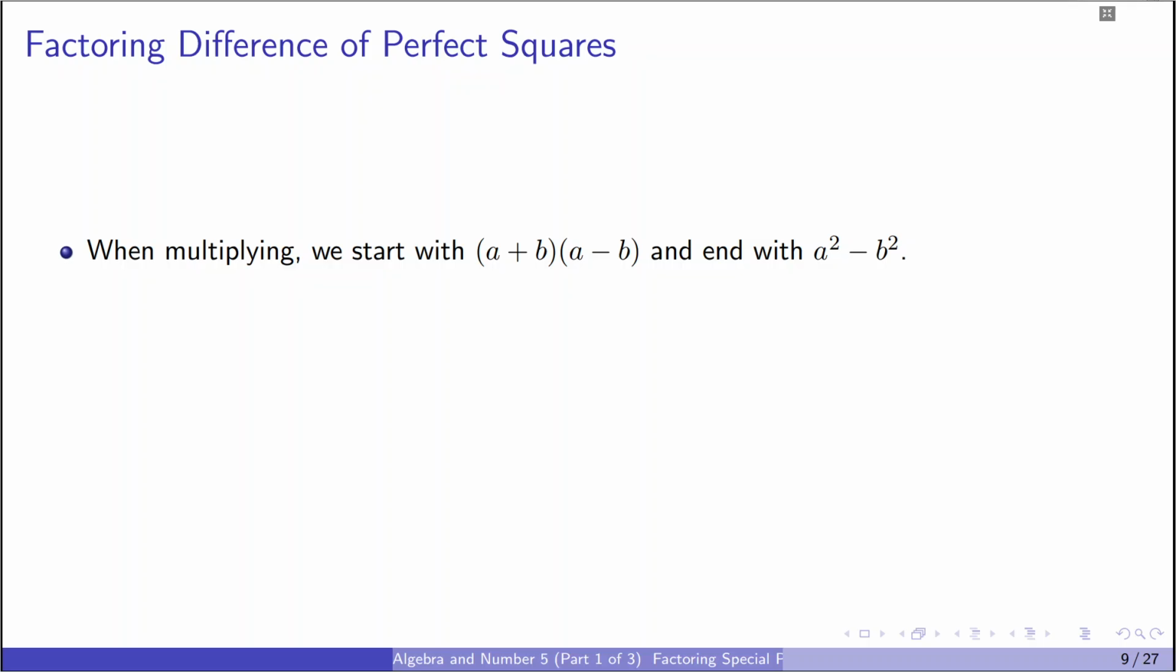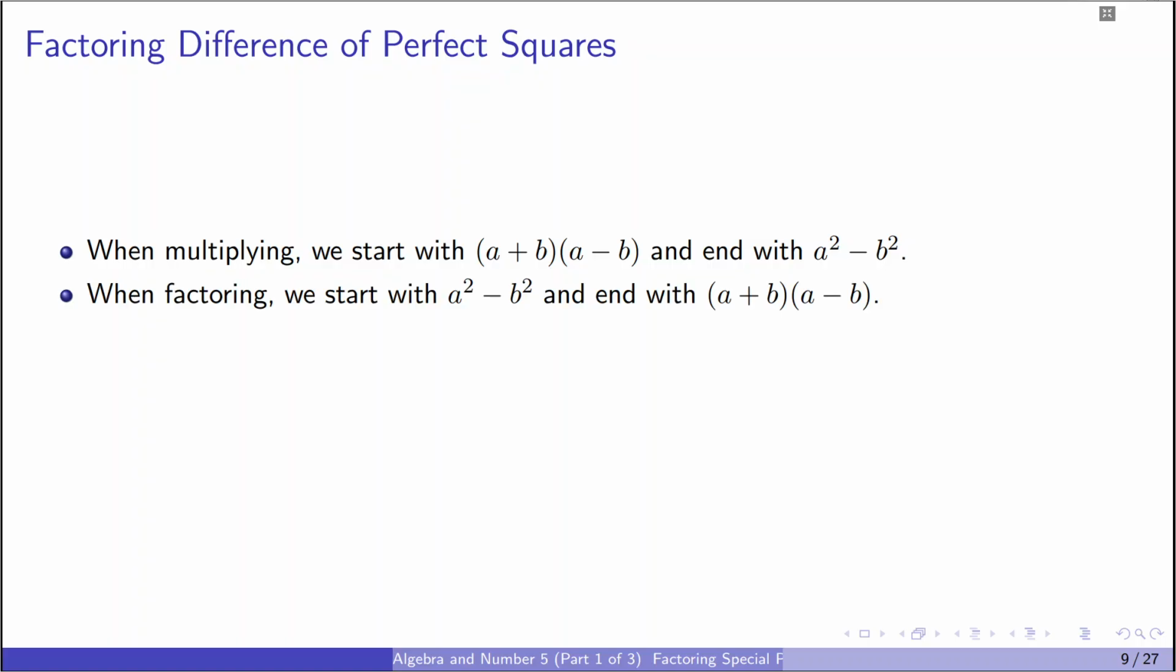All right, so how do we factor difference of perfect squares? We know when we multiply them, we have a plus b times a minus b, and that gives us a squared minus b squared. But when factoring, we do it backwards. We start with the a squared minus b squared and end with a plus b times a minus b.